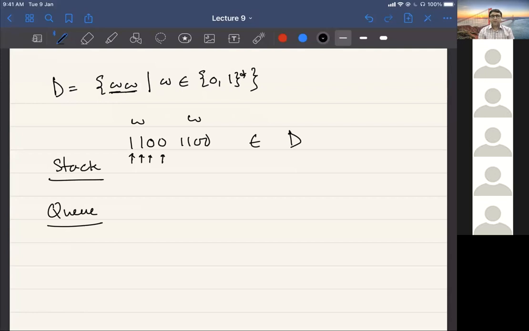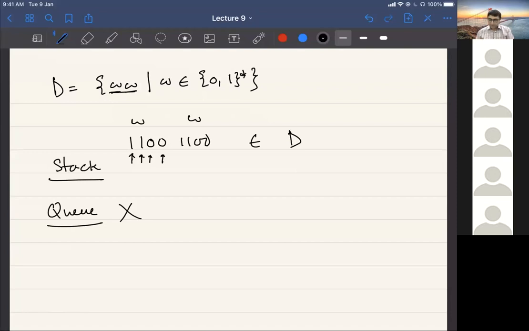We need a queue to recognize this language, not a stack. And PDAs only have access to a stack, not a queue. So a queue is not available. Therefore, it is impossible to construct a PDA. A PDA can only have a stack. It cannot have a queue. Since it cannot have a queue, whatever we push onto the stack, we would not be able to retrieve it in the same sequence. We will be able to retrieve it in reverse sequence. And that's why the language that we considered before, WW reverse, was possible. For that, it was possible to construct a PDA, but for this, we cannot.